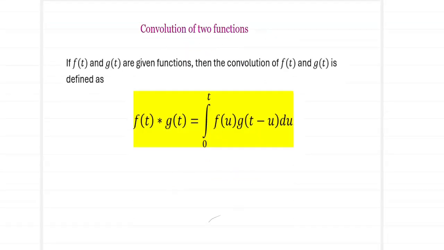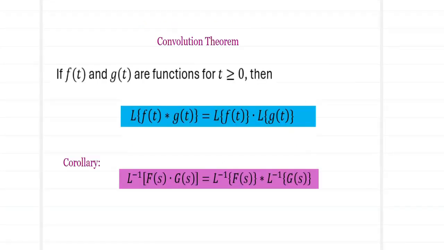Convolution of two functions. Say suppose f of t and g of t are your given functions. Then the convolution of f of t and g of t is defined as f of t convolution g of t. This is going to be the symbol we are going to use, asterisk, for the representation of convolution. So f of t star g of t is defined as integral from 0 to t f of u g of t minus u du. f of t star g of t is integral from 0 to t f of u g of t minus u du.